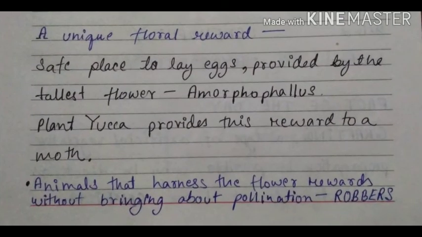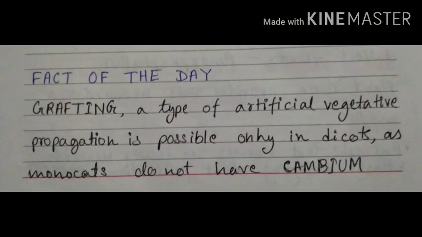However, some of these floral rewards are unique. Some flowers may provide a safe place to lay eggs, provided by the tallest flower of Amorphophallus. The plant Yucca too provides this reward to a moth species. Sometimes a biotic pollinator may not cause pollination, but it may harness the floral rewards. This kind of animals are referred to as robbers of pollination. So that was all about pollination.